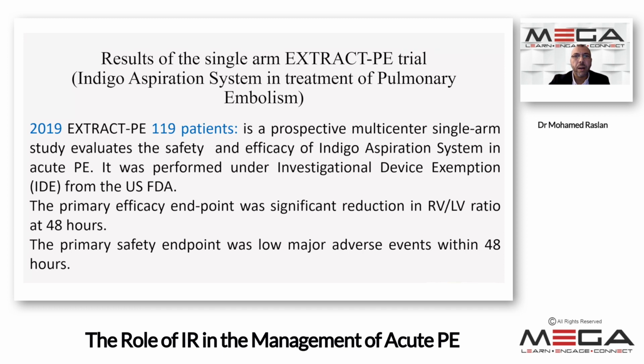So the result of the single-arm EXTRACT-PE trial of Indigo aspiration was done in 2019 with 119 patients. It's a prospective multi-center single-arm study that evaluates the safety and efficacy of the Indigo aspiration system in acute PE. It was performed under an investigational device exemption, IDE, from the FDA. The primary efficacy endpoint was significant reduction in RV/LV ratio at 48 hours. The primary safety endpoint was low major adverse events within 48 hours.